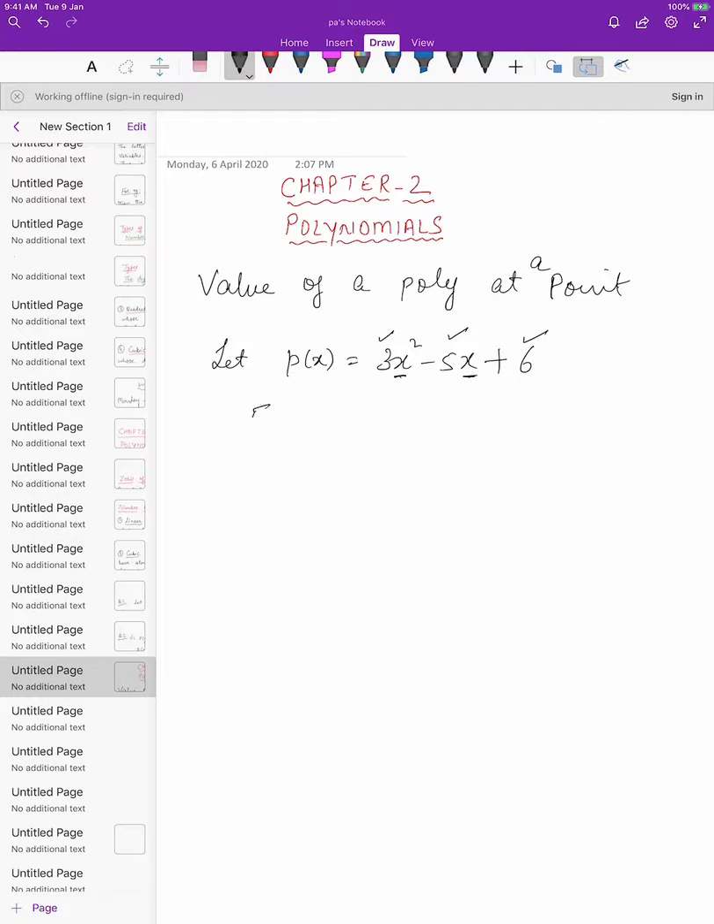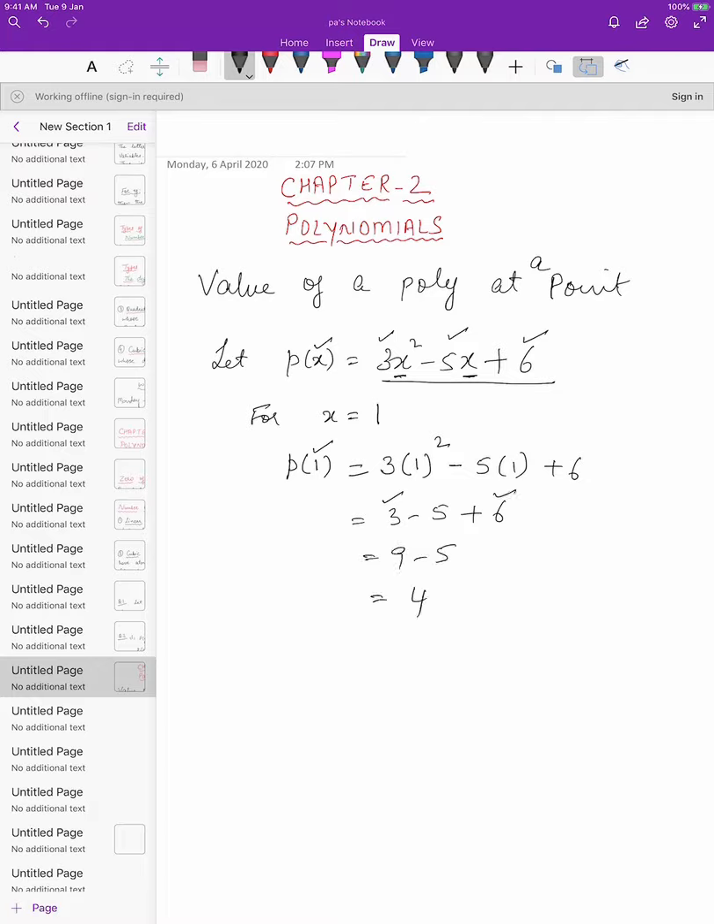So suppose for x is equal to 1, I want to find the value of the polynomial p(x). Then what will I do? P of 1. In place of x, I will be putting the value 1. Similarly, in the entire polynomial, in place of x, I will be writing 1. So this gives me 3 minus 5 plus 6. Now 3 plus 6 is 9 minus 5, which is equal to 4. It means the value of the function p(x) at x is equal to 1 is equal to 4, and it is represented as p(1).